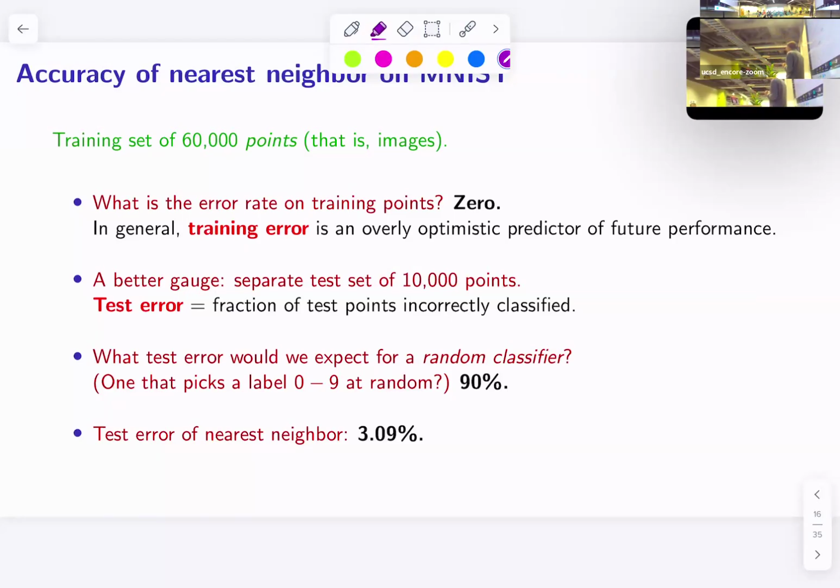Okay. So that's good. Now we have a new baseline. Before we had anything, our baseline was 90%. That was the one thing we knew we could do. Okay. Now we can do 3.09%. That's way better.